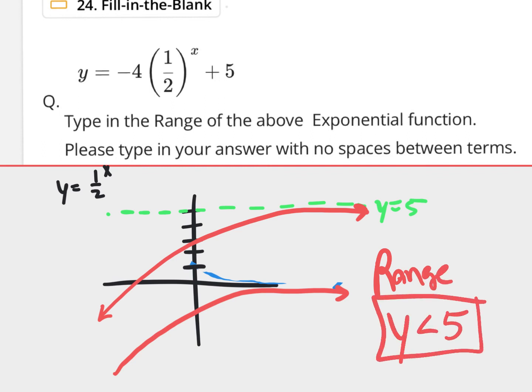This is your answer. And your range will always be y is either greater than your k or y is less than your k value. And in this case, your h is 0 because there was no number being added or subtracted to x, and your k is 5. So in this case, it's below 5, so y is less than 5. Now, if you blanked out, you could always go to Desmos and type the original equation in, and you'll see that it's below 5, and you should be able to conclude that your range is y is less than 5.